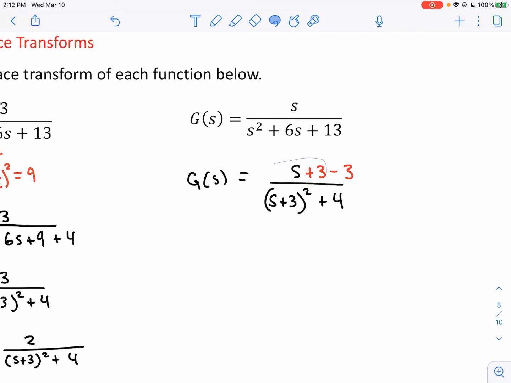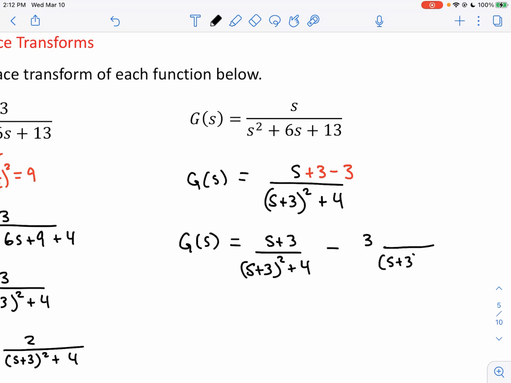But now I'm going to split this up. I'm going to do s plus 3 over (s plus 3) squared plus 4, and then minus 3 over (s plus 3) squared plus 4. So I'm going to break this up into two different fractions. So we have s plus 3 over (s plus 3) squared plus 4, and this one's ready for an inverse Laplace transform, and then minus a 3 over, I'm going to pull that 3 off to the front because I'm anticipating I'm going to have to do that.